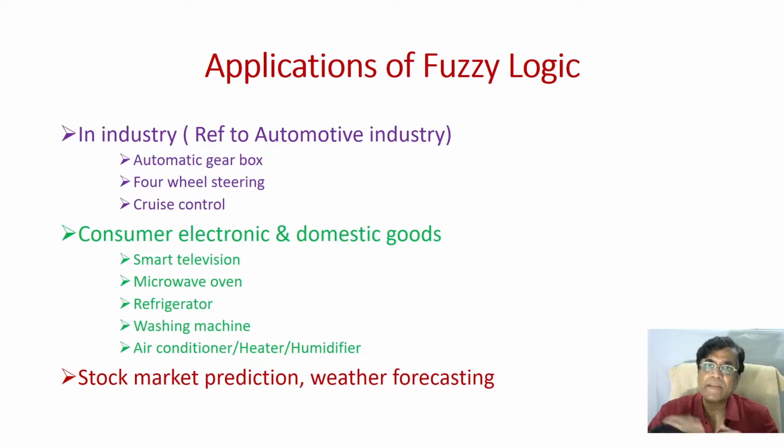Air conditioner or humidifier: depending on the current room temperature, if it is high, then relative to the temperature you are setting, say 20 degrees, the compressor needs to keep pumping heat out of your room and run longer, whereas when the temperature is already near your desirable temperature, it should not run. So all kinds of logical inferences can be drawn by fuzzy logic. Also stock market prediction and weather forecasting. So almost everywhere fuzzy logic is used nowadays.